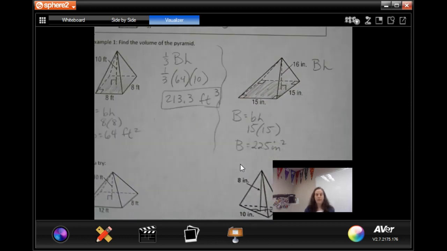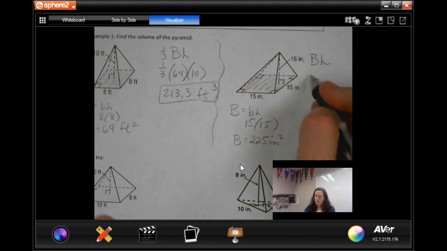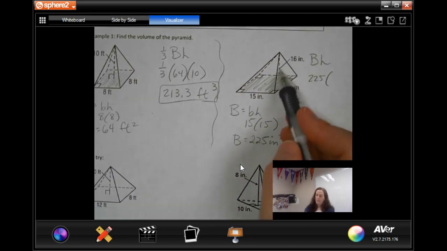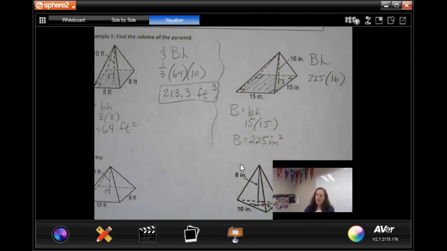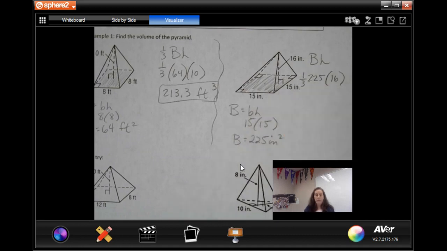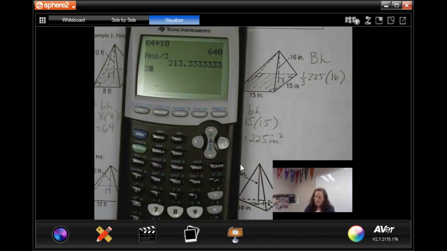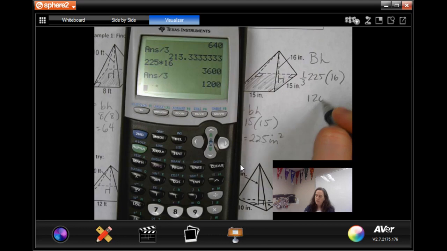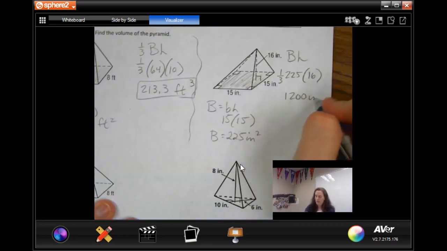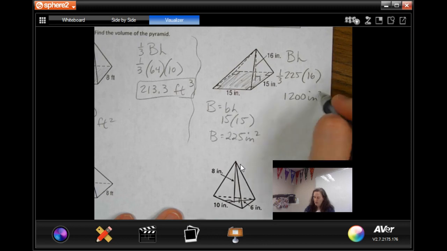Okay, we're ready to plug that back in. We know this is 225. Now, what's the height of the pyramid? They gave us that measurement, 16, and I didn't put my 1/3. Whew. That was going to be wrong. 225 times 16, and I only need 1/3 of that. So 1,200 inches, and it's cubed. It's a volume.